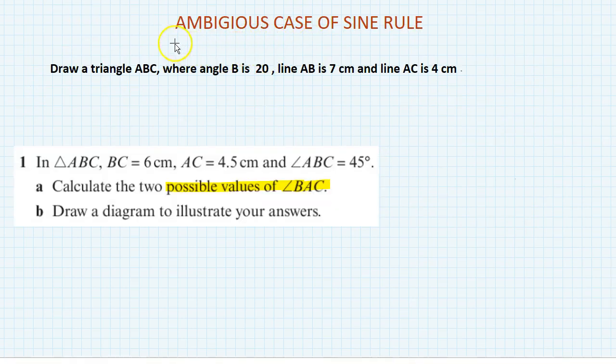Now there's a very important aspect, which is the ambiguous case of the sine rule. Ambiguous means it's not certain which angle we are talking about, and it's regarding the angle. That's why in some questions you will find that you must calculate the possible values of A. If you are using the sine rule, there is a possibility that you will get this kind of question. Now suppose a triangle is, you have to construct a triangle.